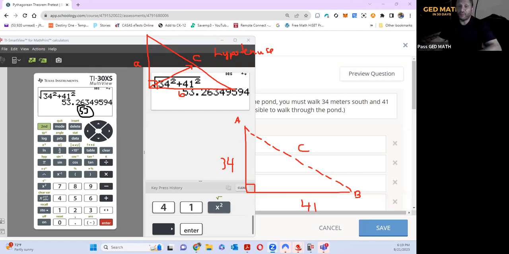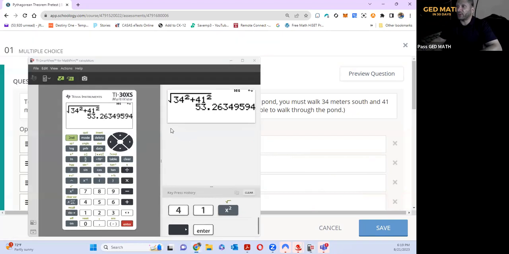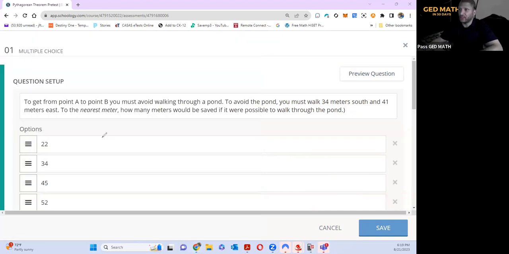What I want you to remember is this. Using the Pythagorean theorem, there are 3 instances. I'm going to put them all here.